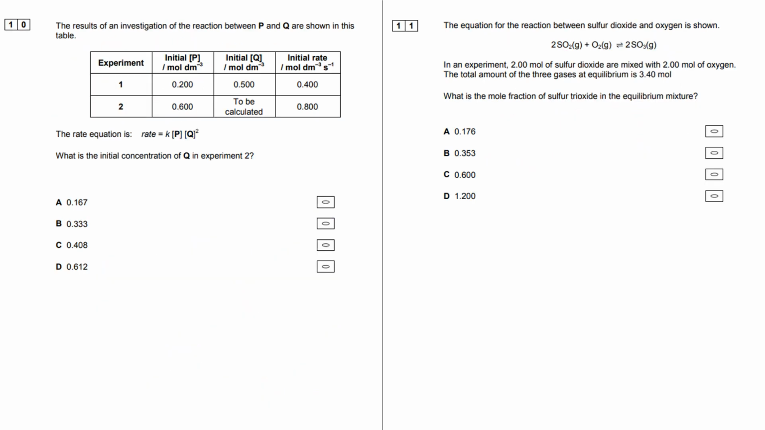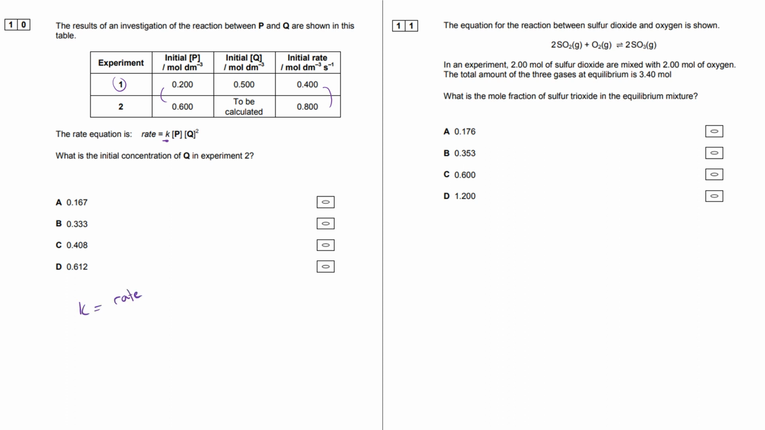Question number 10. Results of an investigation of the reaction between P and Q are shown in this table. So you're given a rate equation and asked to calculate the initial concentration of Q in experiment 2. There are 2 ways that you can do this. The first way, you can work out the effect of P, what's happening to the overall rate, and therefore calculate Q in that way. I find that way is a little bit tricky with my students, so an easier way is to find the value of K from experiment 1.